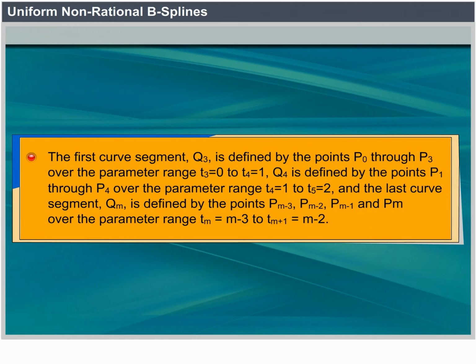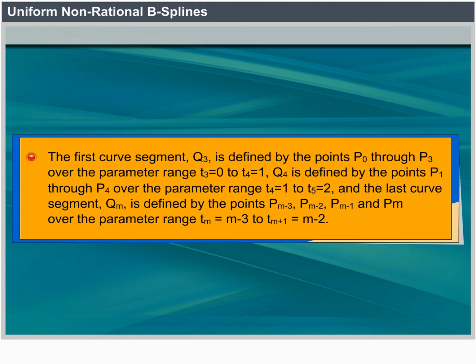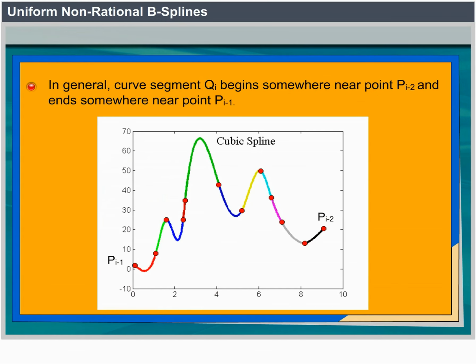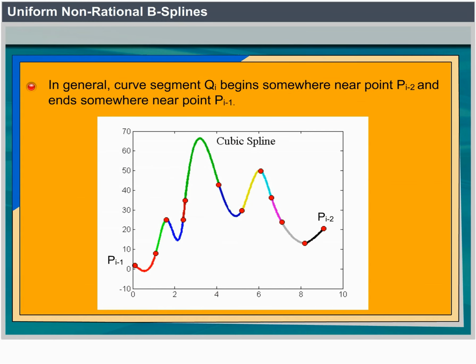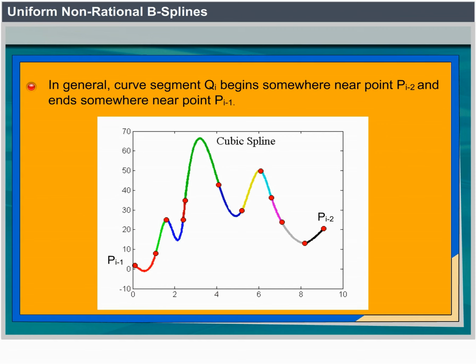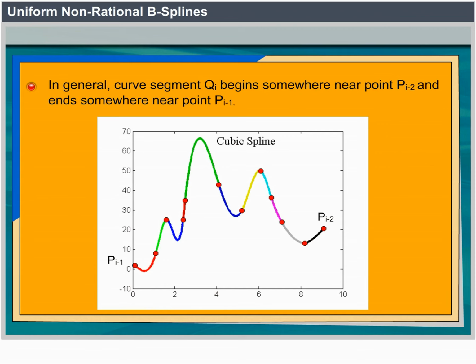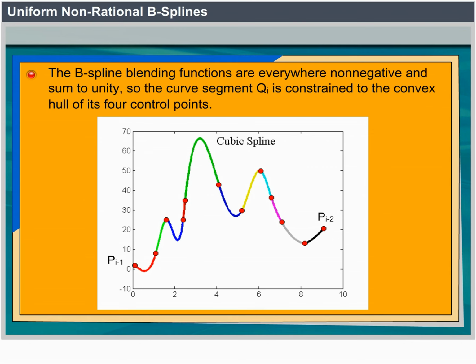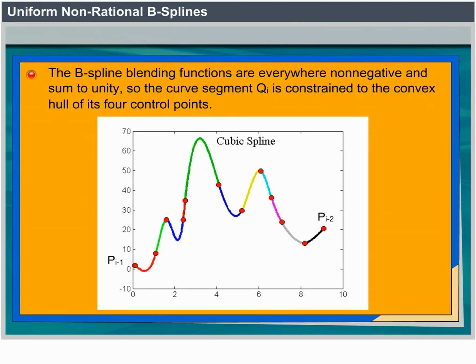In general, curve segment Qi begins somewhere near point Pi-2 and ends somewhere near point Pi-1. We shall see that the B-spline blending functions are everywhere non-negative and sum to unity, so the curve segment Qi is constrained to the convex hull of its 4 control points.